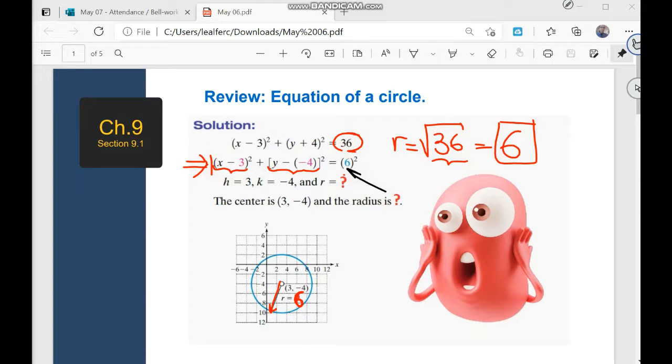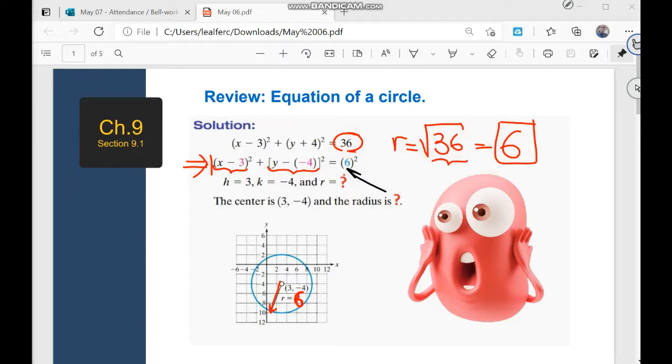And right, this is something we've seen a couple of days ago. Always when someone asks you what is the radius of the circle, if you have the equation, you just check the number and find the square root of the number that usually is on the right-hand side of the equation. Okay?